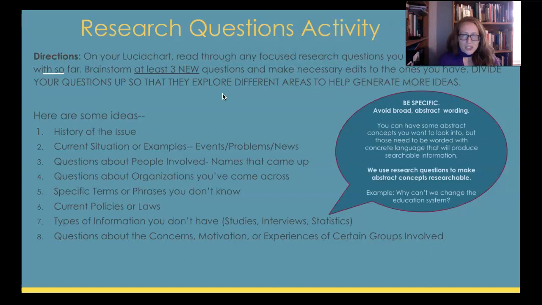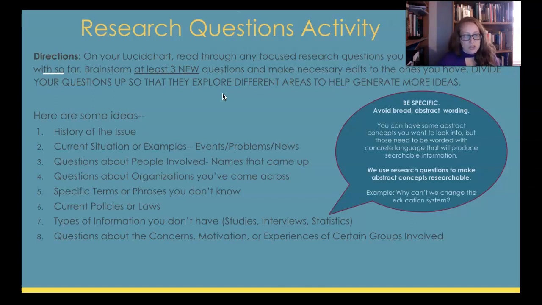Questions about organizations maybe, or companies or news sources that you've come across, government organizations, groups, things like that. Specific terms or phrases you've come across if they're disciplinary or issue specific and you don't know much about them. Current policies or laws. So for instance, with standardized testing, looking up No Child Left Behind or Every Student Succeeds, that kind of stuff. Types of information you don't have. Maybe you still need to look up a study, or you want an interview, or you want a documentary, and you can add those terms in, or ask a specific question about that.